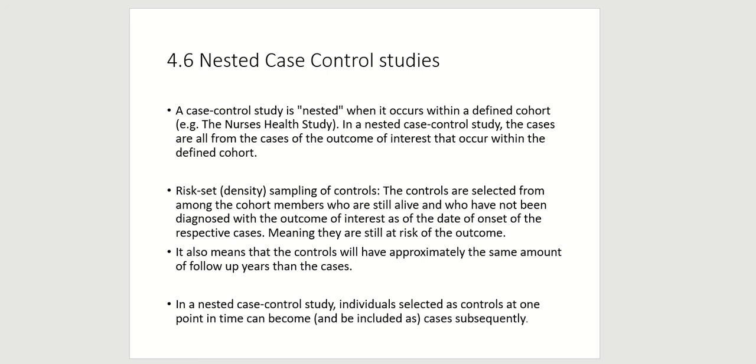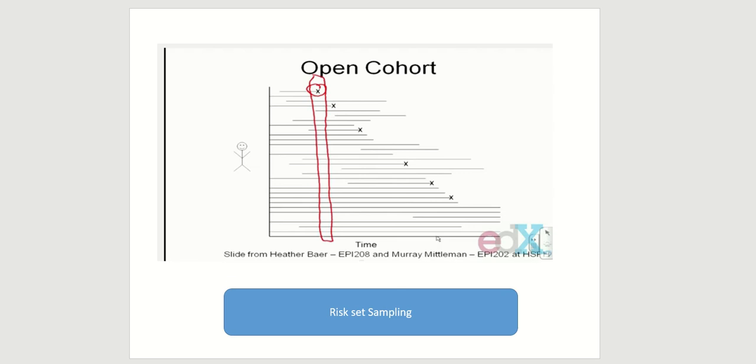So I'm going to just read the slides and I'll try to explain that. So, risk set sampling. Maybe this is an open cohort. You have individuals coming in and being followed over time. Some are followed more than others, which is typical in an open cohort. Not everybody is recruited at the same time, like in an RCT, not everybody is recruited at the same time. And the follow-up period changes from individual to individual.